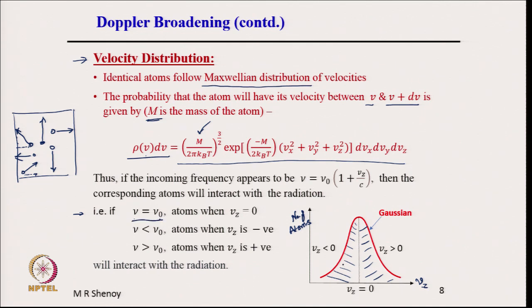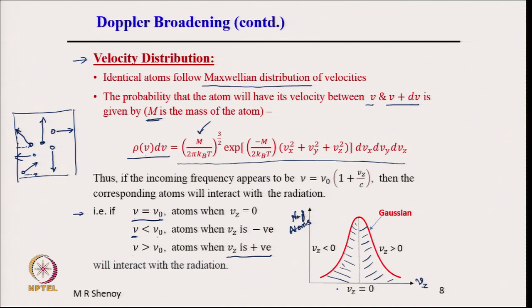Whereas, the atoms in the shaded region with Vz less than 0 will interact if the incoming radiation is less than nu 0. Why is that? Because even though the incoming radiation is nu, it will be seen as a higher frequency, and therefore, it will interact with radiation of frequency less than nu 0. And those atoms which have Vz positive will interact with the radiation of frequency nu which is greater than nu 0.